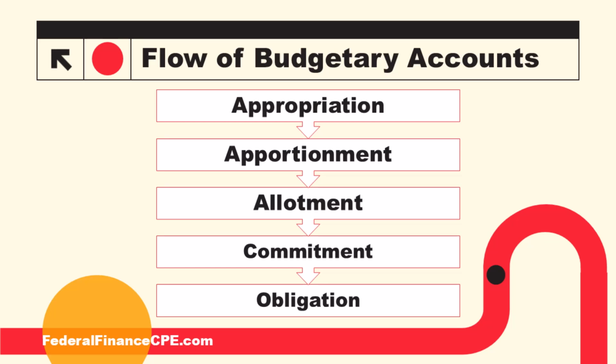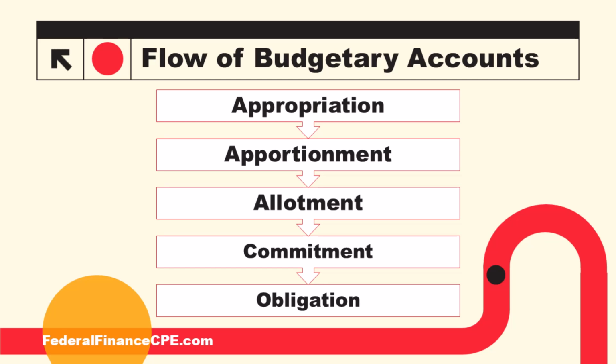Next comes allotments, where the agencies divide their money between programs. Agencies allot funds across their organization, so think of allotments as your piece of the overall allowance that your agency got from OMB. Now, here's what we're focusing on today, commitment. Notice how it sits between allotment and obligation in our flow.